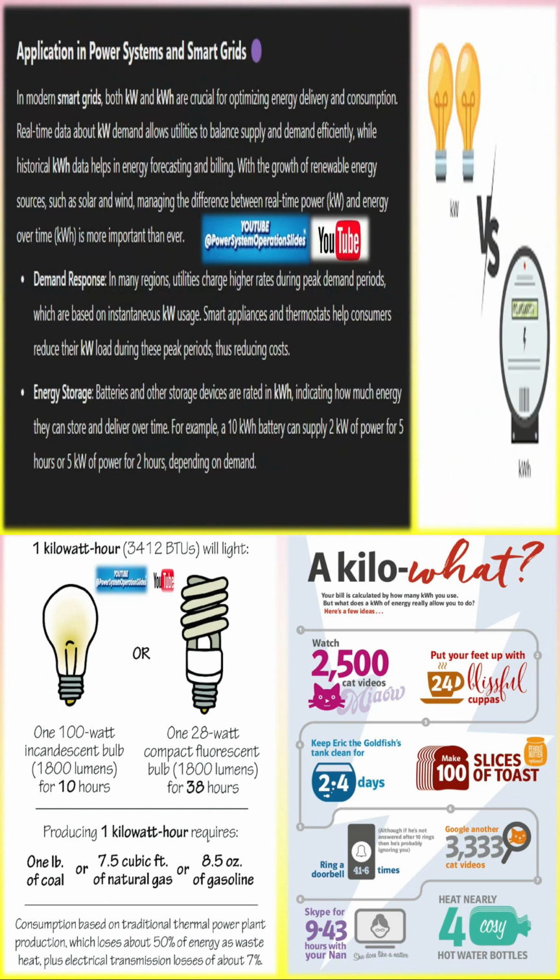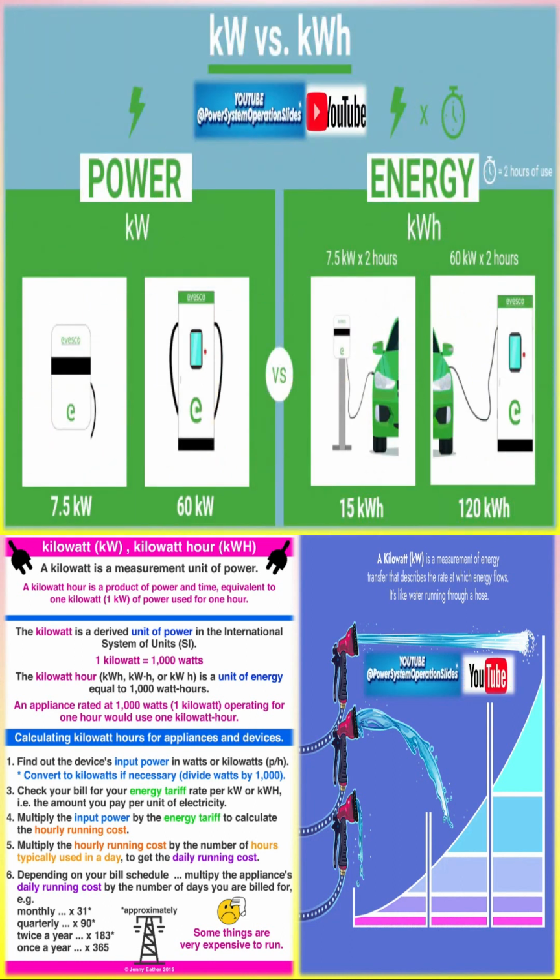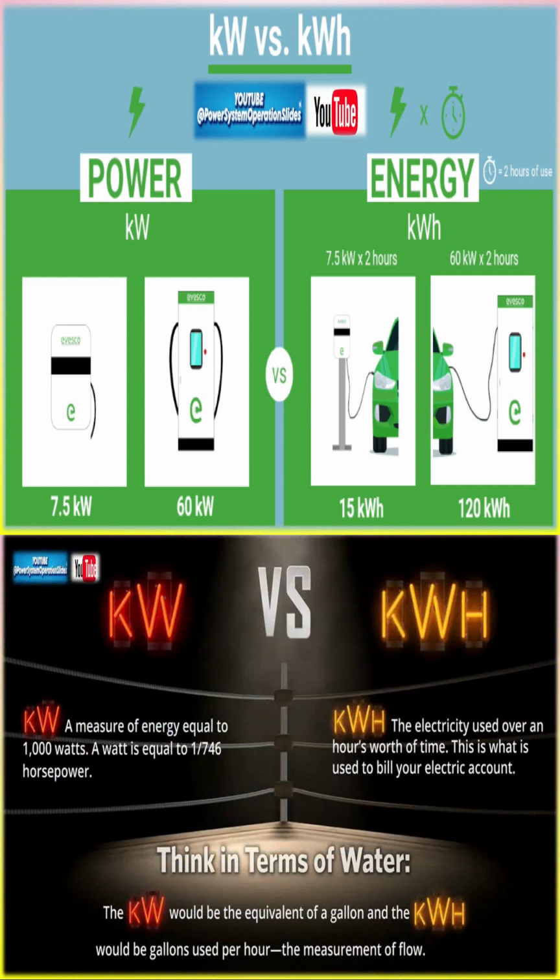Electric vehicle (EV) motors are rated in kW. For example, an EV might have a motor rated at 100 kilowatts, which means it can draw or generate up to 100 kilowatts of power while driving. The higher the kW rating, the more powerful the motor, and generally, the quicker the vehicle can accelerate.